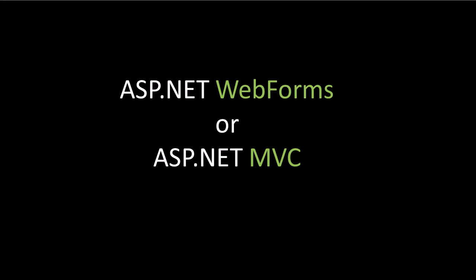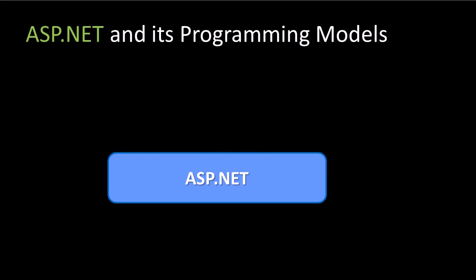ASP.NET is a flexible web platform that enables you to build great web applications using two different programming models. One programming model is called ASP.NET Web Forms. The other programming model is called ASP.NET MVC. Both programming models are fully supported options that are used by millions of developers. And both build on top of the same core ASP.NET web platform.